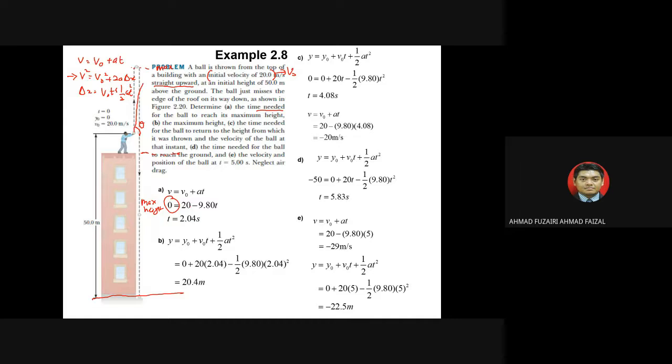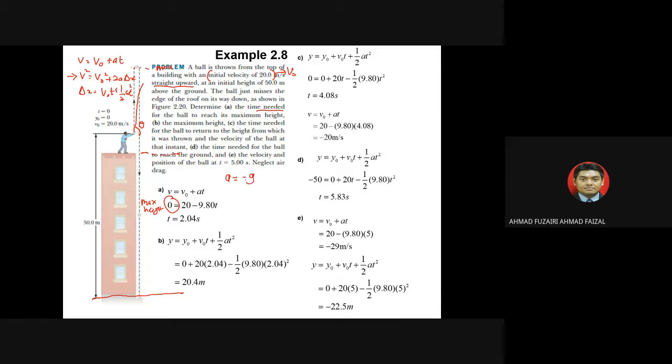So the initial velocity is 20. At least everything here must be discussed in terms of its SI unit. So 20 is meters per second, and A here, look at how they write it down. This is the original equation, but right now A is equivalent to negative G.